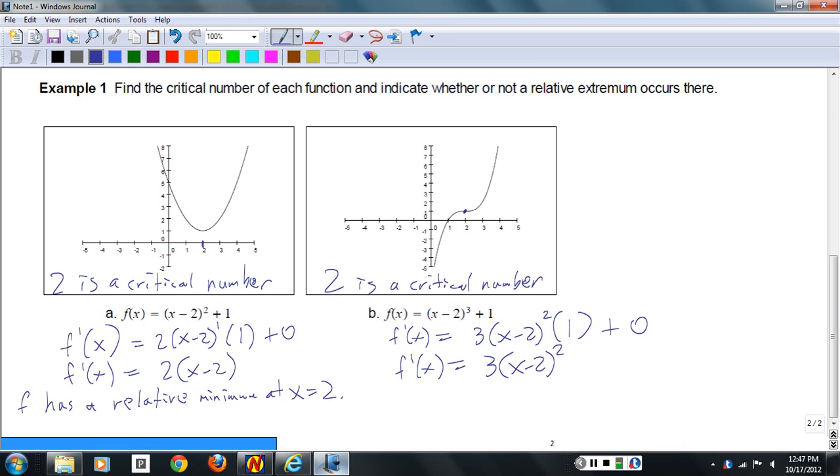If we draw any open interval, that means we've got to catch points on both sides. Any open interval containing x equals 2, it will include both numbers with function values less than 1 to the left and numbers with function values greater than 1 to the right. So f of 2 equals 1, but 1 is not the maximum value of the function on that open interval, and 1 is not the minimum value of the function on that open interval. So f does not have a relative extremum at 2.